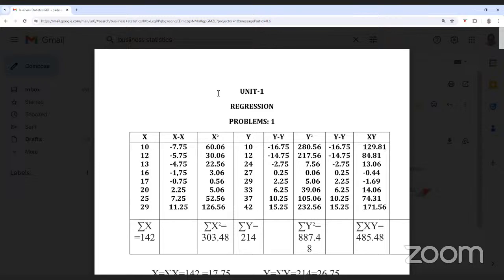So first I'll be telling the regression, because I have prepared the PPT for regression. Take out the second block. In the second block, you have the differences between regression and correlation, with a table. That is very important for a 12-mark question.